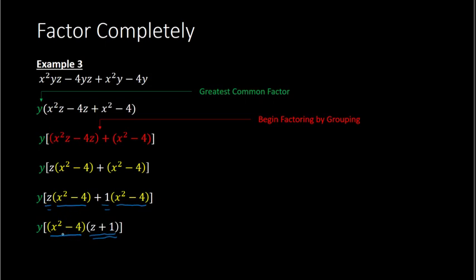Now there's actually one more thing I can do. Notice the x squared minus 4 is a difference of squares. I have an x being squared minus 2 being squared. So that can factor, and that will be x minus 2 times x plus 2. So my finished product is going to be y times x minus 2 times x plus 2 times z plus 1. So we have factored this completely by doing the greatest common factor.